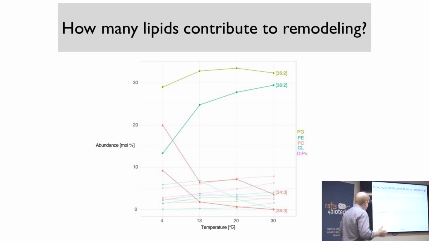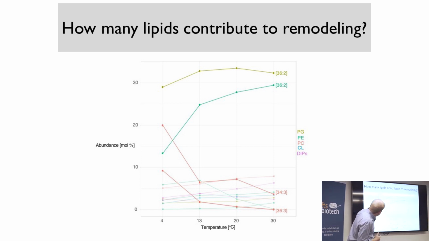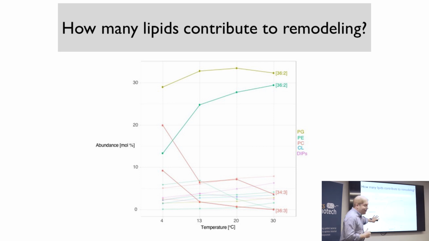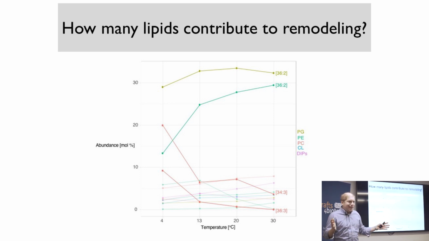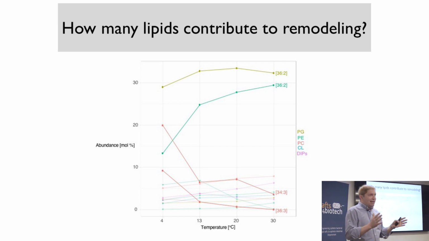And of the most variable lipids, I don't know if you can see it so well, but basically there's only about 4 or 5 of those variable lipids that are really doing much. If you look at absolute change, now we're down to 4 or 5 or 6 lipids out of 27 that are really doing most of the work to help this organism adjust to temperature change.